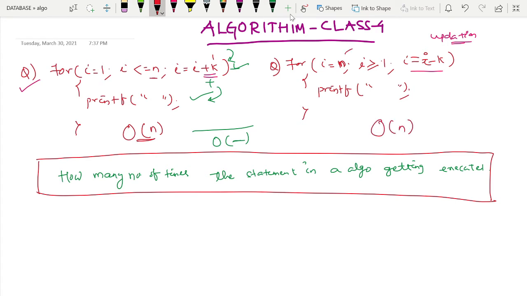From n we are starting until i is greater than or equal to 1, where the iterative statement is going on. So something will come like n minus k by 2, and that can be written as order of n. Okay, so let's try some other kind of questions where the updation part is not incrementing linearly. That may be multiplying by some constant, right?